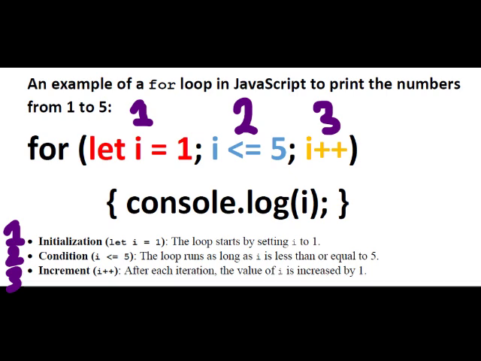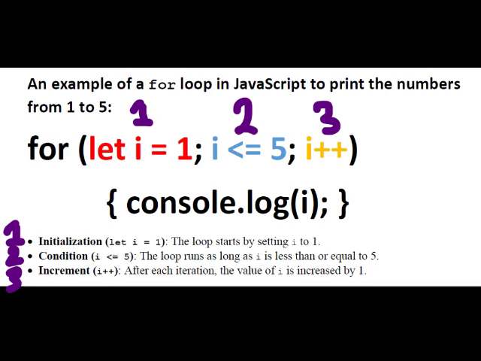Statement 2, this is the condition check that determines whether the loop should continue. Before each iteration, this statement is evaluated. If it returns true, the loop runs, and if it returns false, the loop stops. For example, i <= 5 ensures the loop executes while i is less than or equal to 5.